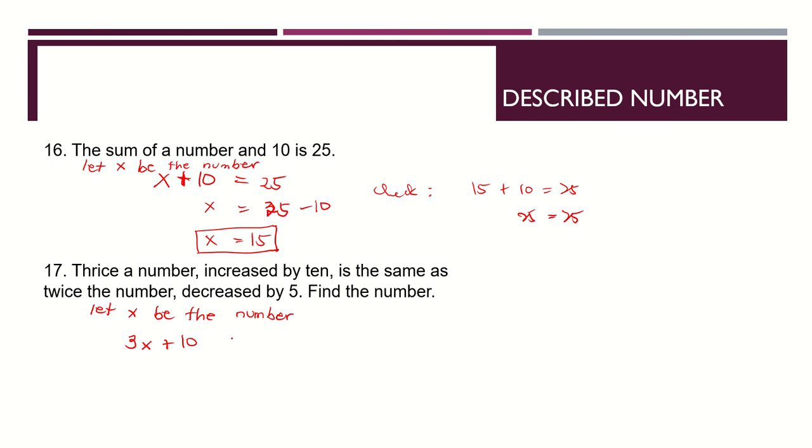Is the same as, ayan, equal sign yan. Twice the number is 2x. Decreased by 5 is minus 5. Okay? So, solving this by multi-step equation, we will have 3x minus 2x equals negative 5 minus 10. Okay? Therefore, our final answer is x equals negative 15.